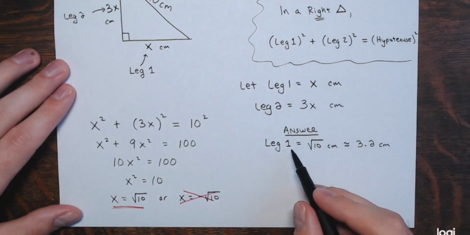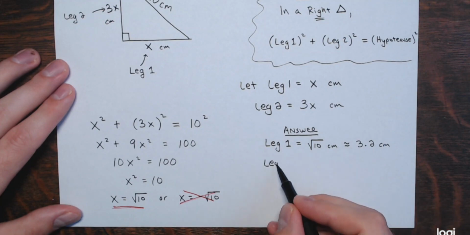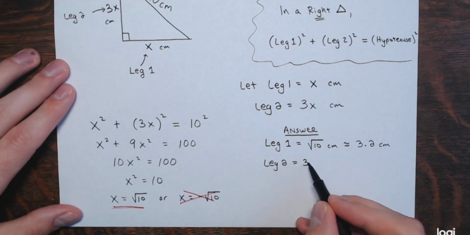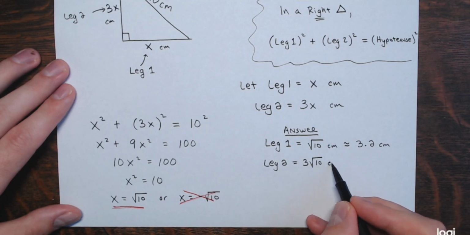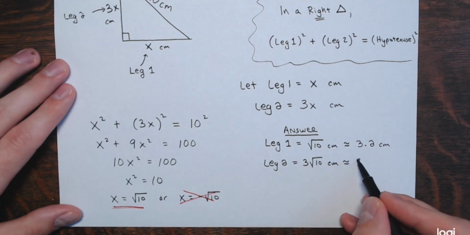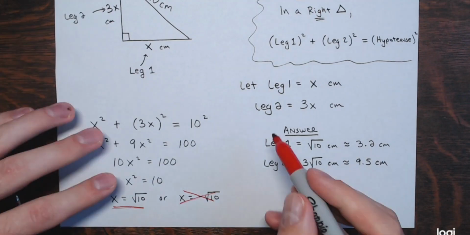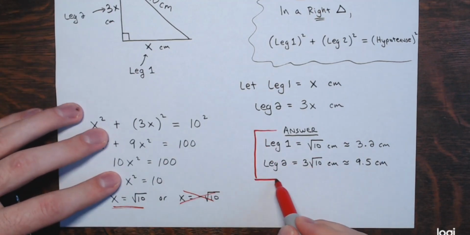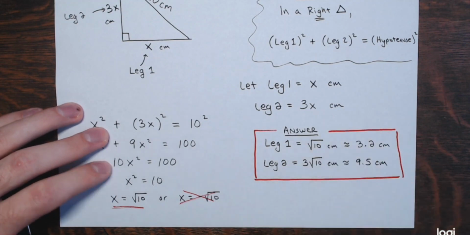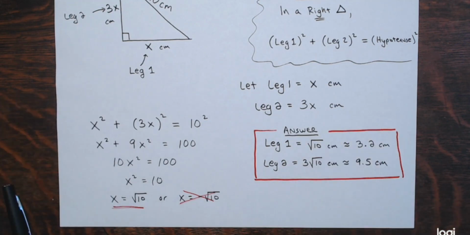So leg 1 is about 3.2, and then the other leg would be 3 times the square root of 10 centimeters, which we saw is about 9.5 centimeters when I round to the nearest tenth. And there you go, that's what they asked us for, right? The lengths of these legs, given that one is 3 times the other. Okay. Great. Next question.